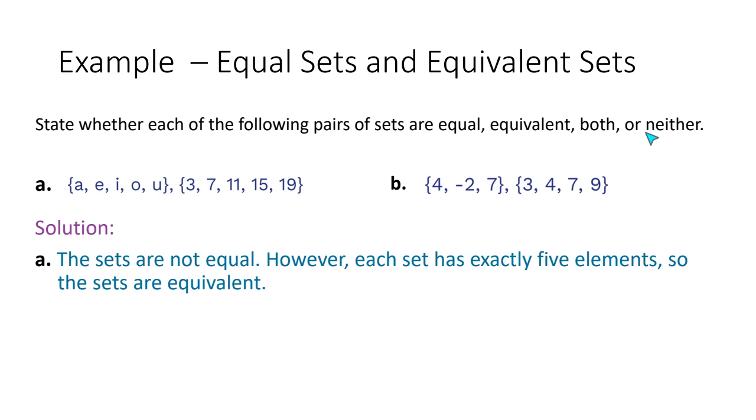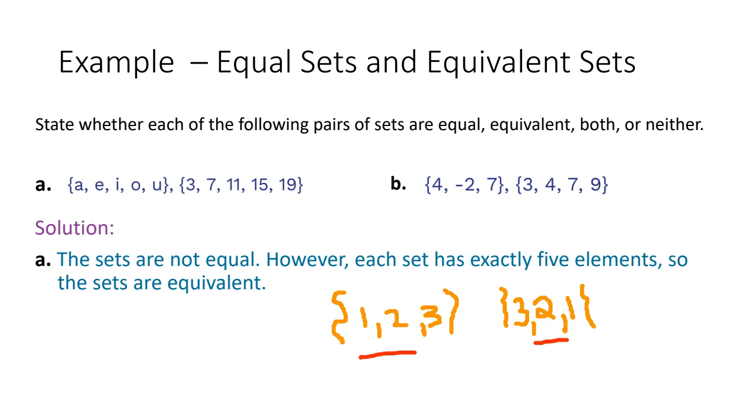Let me give you one more. I'm going to write it here. So what if we have 1, 2, 3, and we have 3, 2, and 1. So are these two equal? So is this equal to this? The answer is yes, because they have the same elements. Okay.